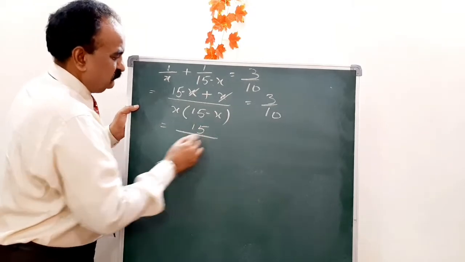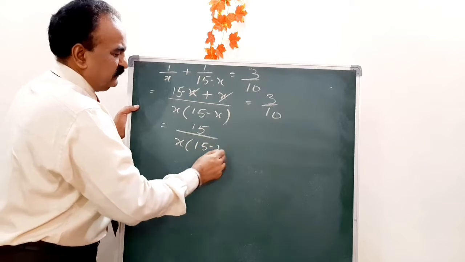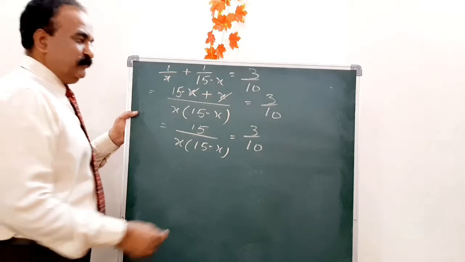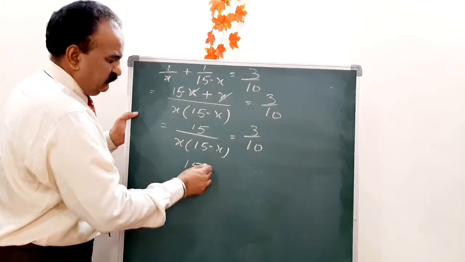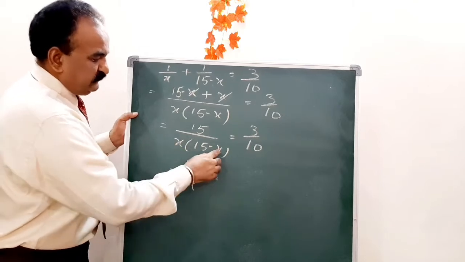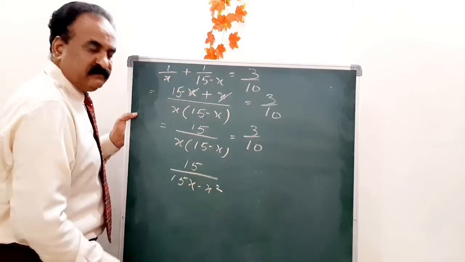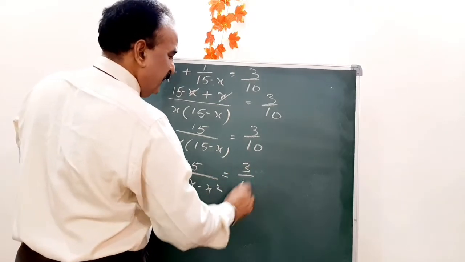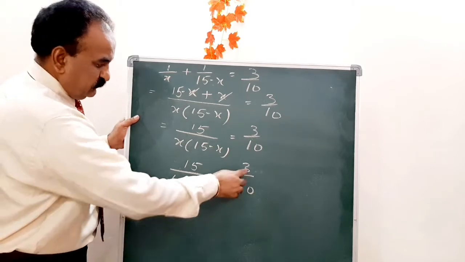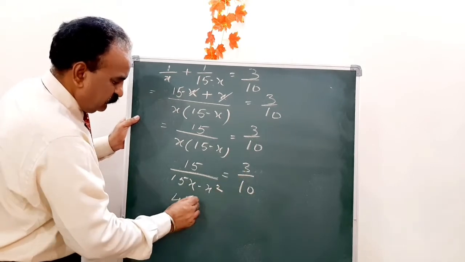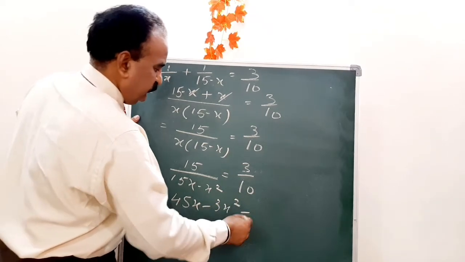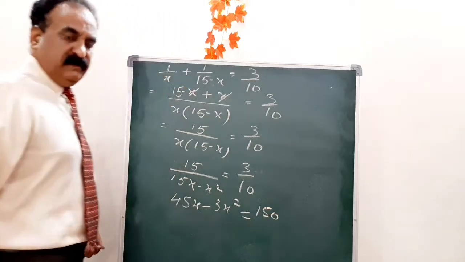15 upon x into 15 minus x is equal to 3 by 10. Now you can multiply: 15 upon x into 15 is 15x, x into minus x is minus x square, equal to 3 by 10. Now do the cross multiplication. 3 into 15, 45x minus 3x square is equal to 150.